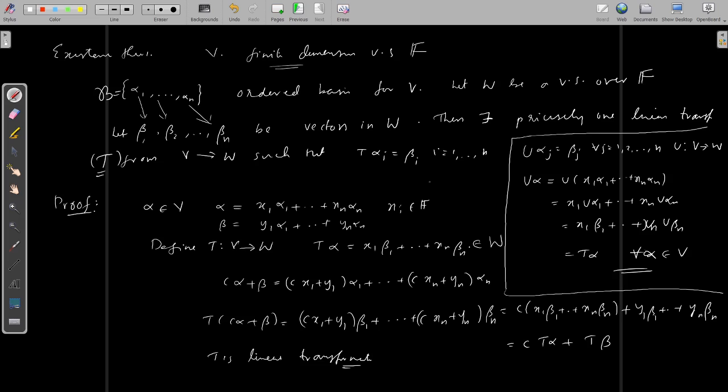This proves the theorem, the existence theorem. That means if we are given a finite dimensional vector space V and a basis B, and corresponding to each set of n vectors in W, there exists exactly one linear transformation which maps alpha 1 to the corresponding beta 1, alpha 2 to the corresponding beta 2, and so on.